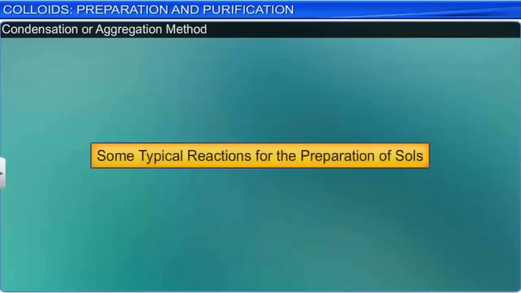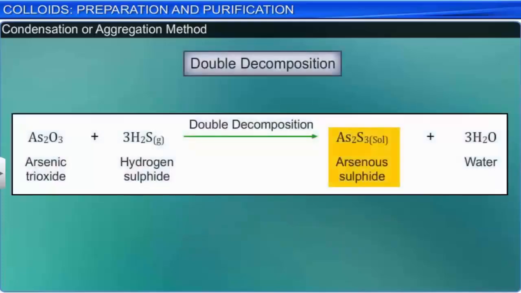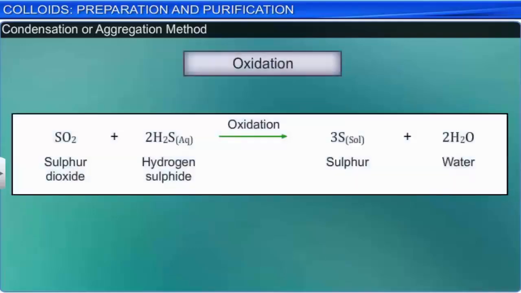Arsenous sulfide sol can be prepared by a double decomposition reaction. Hydrogen sulfide gas is passed through a dilute aqueous solution of arsenous oxide to yield arsenous sulfide sol. A colloidal solution of sulfur can be prepared by oxidizing an aqueous solution of hydrogen sulfide with an oxidizing agent like sulfur dioxide.